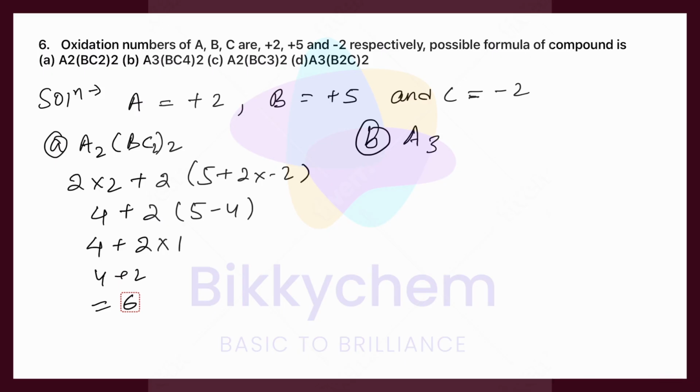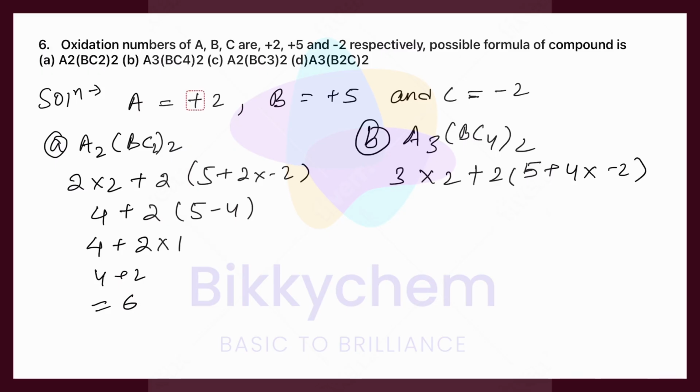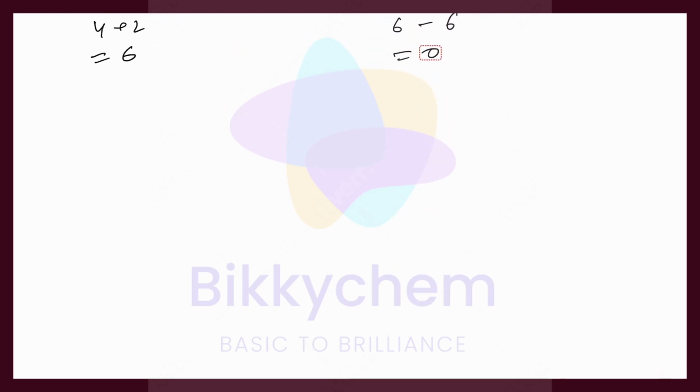B is A3B C4: 3 into 2 plus 2 for B is 5 plus 4 into C is -2. 3 into 2 means 6, plus 2 into 5, plus -8: 6 plus 10 plus -8, which is not zero. Now let's see the C.